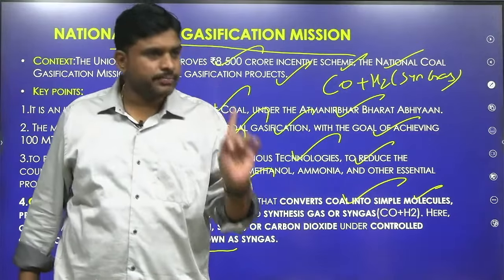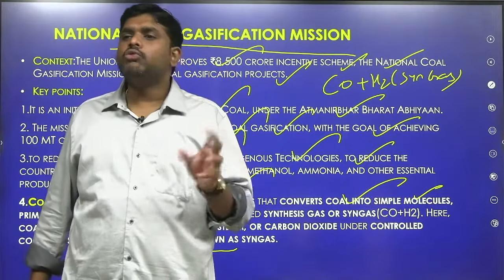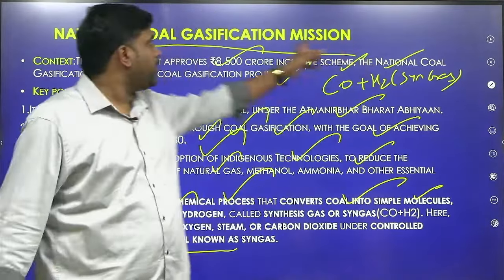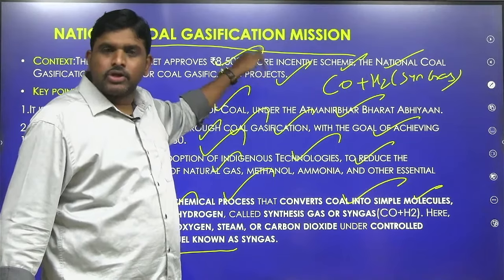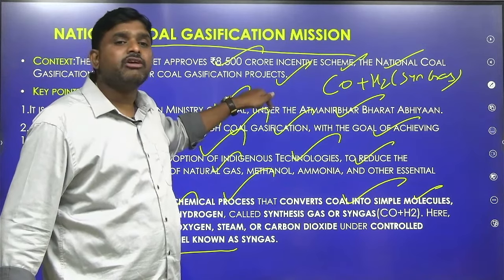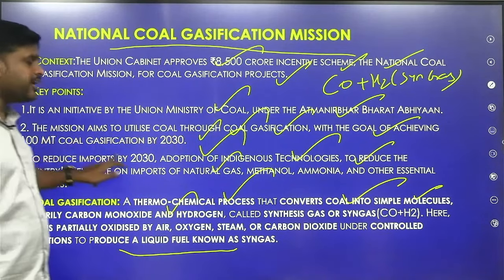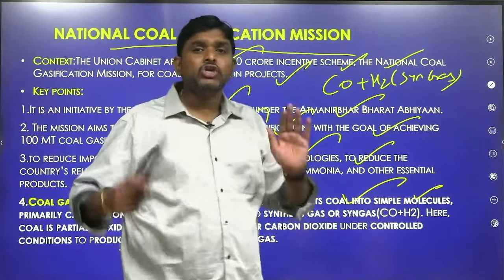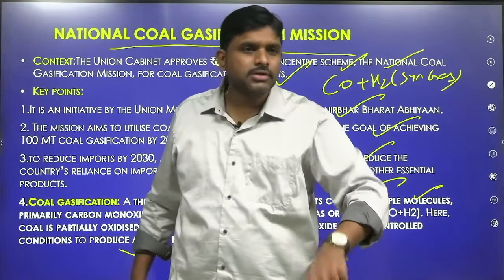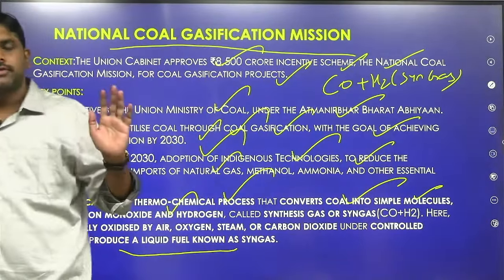That particular gas is called syngas, where I cannot do mining on coal. I will be changing the form to liquid form or gaseous form. That particular form is called syngas. So for that I had a mission now. In January 2024, the Government of India came up with a mission to allocate 8,500 crore, so that I can produce 100 million tons of coal gasification by 2030. Then I will not depend upon coal or oil, I will be depending upon this syngas. Hence it is in the news.